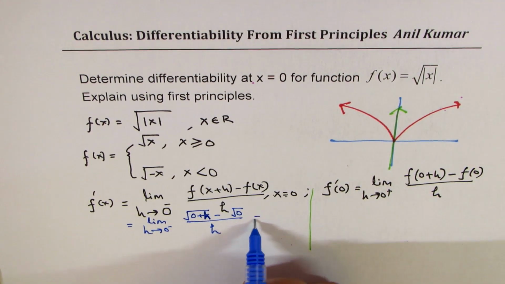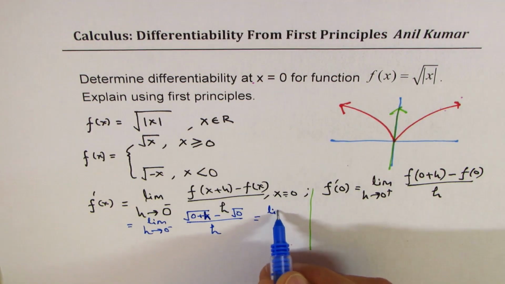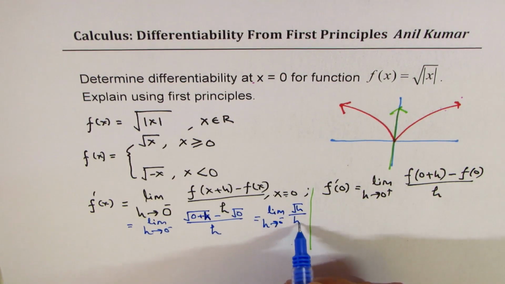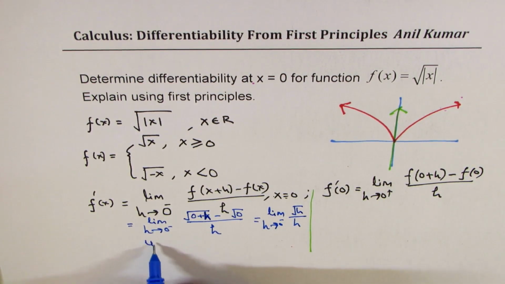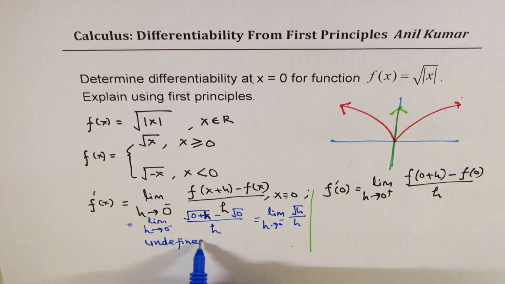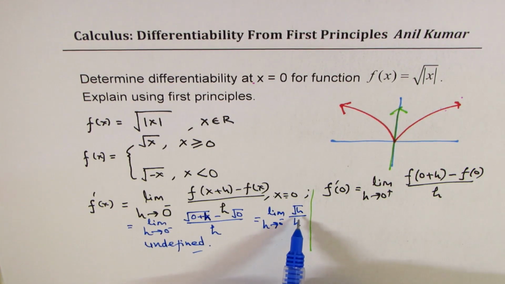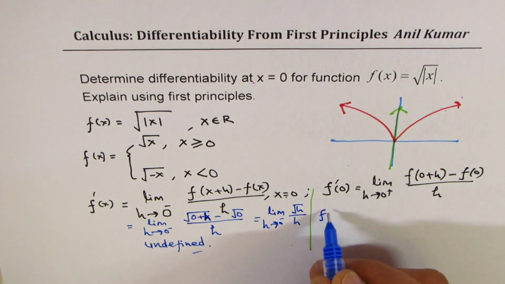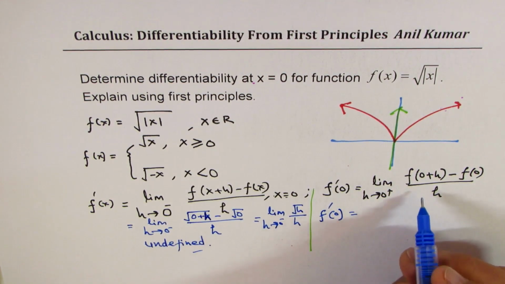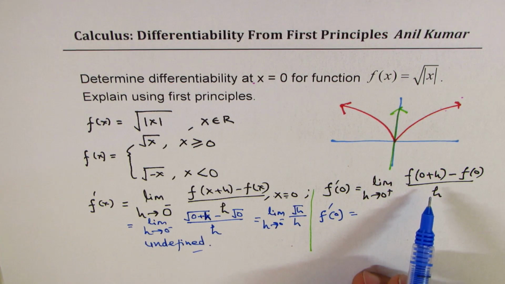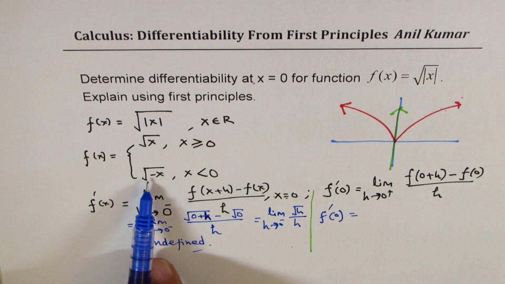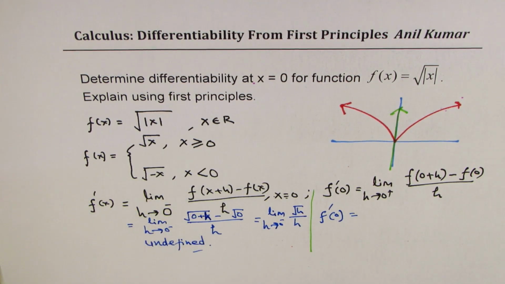Okay, so that gives you limit h approaches 0 from the left side of square root of h over h, correct? And this is undefined, right? Now, similarly, for this case, when you are approaching from the positive side, what do you get? From the negative side, the function was minus x, but plus or minus, it doesn't really make a difference. So it becomes 0 itself.